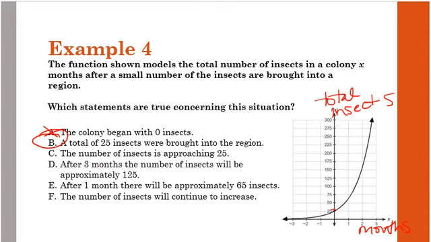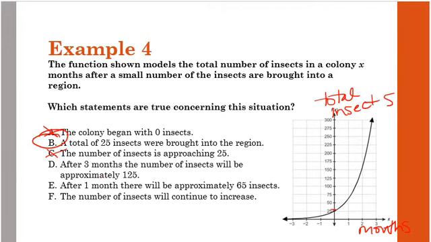C, the number of insects is approaching 25. So as I'm increasing, I'm not approaching 25. That's where I started. We can see that we're getting increasingly larger as we continue out in the number of months since the insects arrived. So C is not correct.